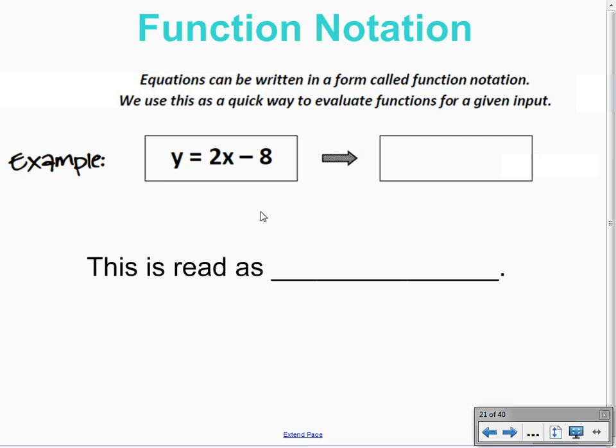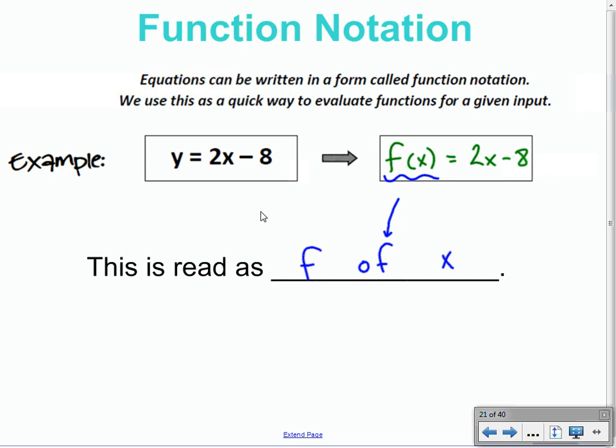If I wanted to write this equation in function notation form, all I'm doing is replacing the y with f of x. And we're saying f of x is equal to 2x minus 8. So the way that I'm saying this is, I'm saying f of x.